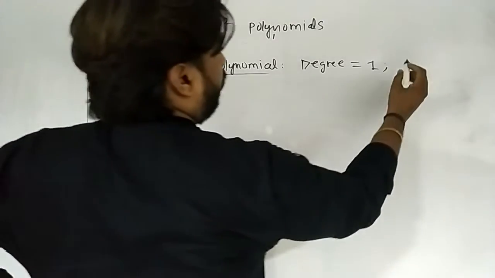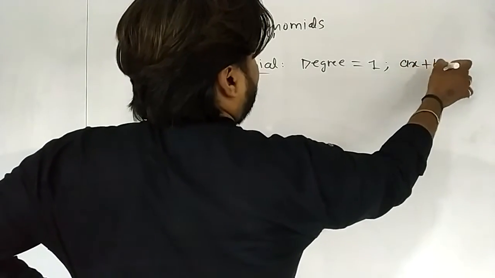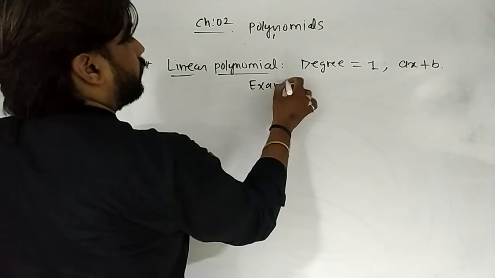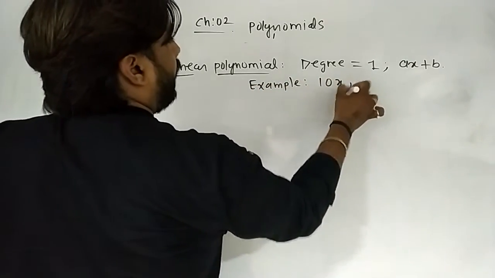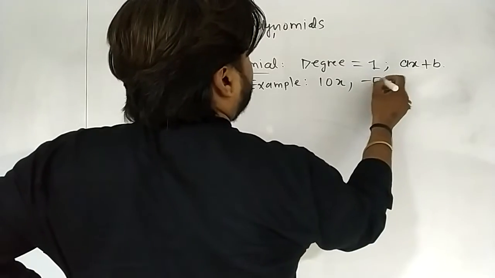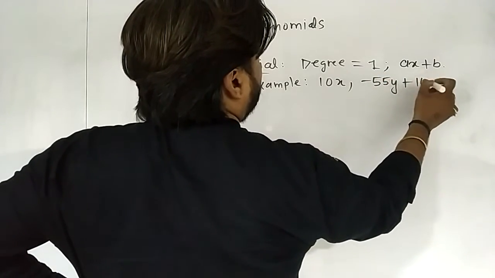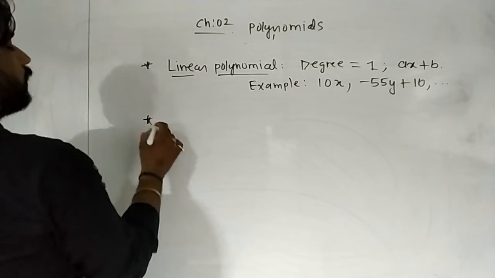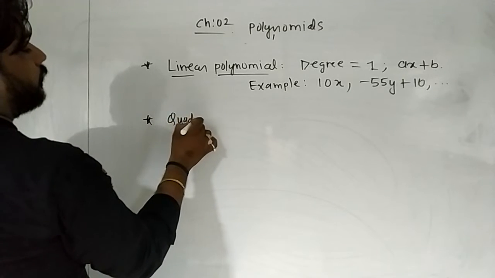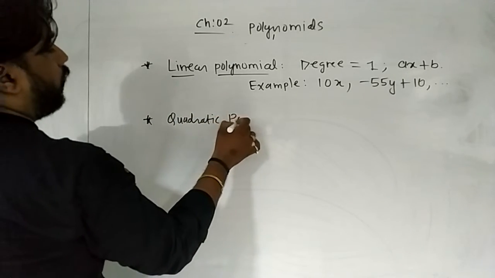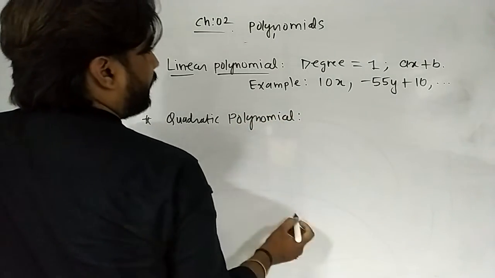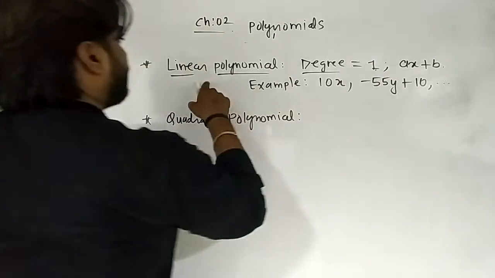And what is the standard form of a linear polynomial? ax plus b. And examples: 10x or minus 55y plus 10, etc. Again, if the degree of the polynomial is 1, then it is known as a linear polynomial. And quadratic polynomial. तो सीधी बात है, if degree is 1, then it is linear.